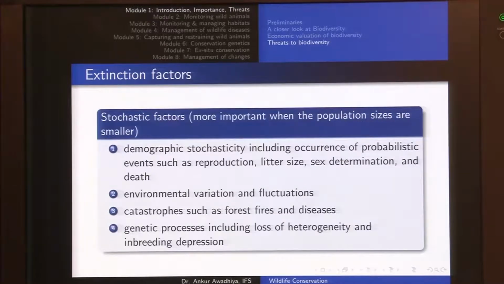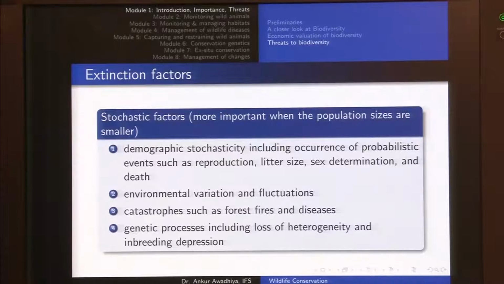The next are chance factors or stochastic factors, which are more important when the population sizes are smaller. Now these include demographic stochasticity, such as the occurrence of probabilistic events such as reproduction, litter size, sex determination and death. Now coming back to the larger population size, if there are 100 individuals that are born in a population, then we can say that at a sex ratio of 1 male to 1 female, roughly 50 individuals will be males and roughly 50 individuals will be females.